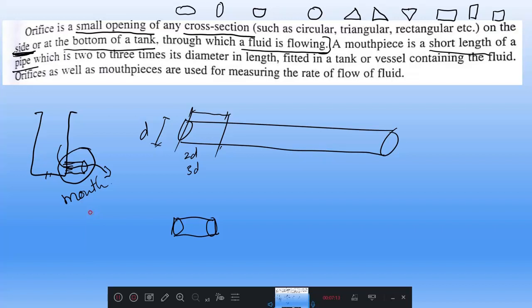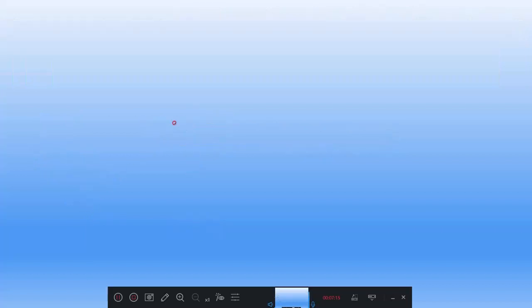Hope you understand. Now we will study only orifice, classification of orifice, and later after studying the entire thing about orifice, we'll go to mouthpiece. In this classification, we can make the classification based on many parameters. The first one I will consider is classification based on size.